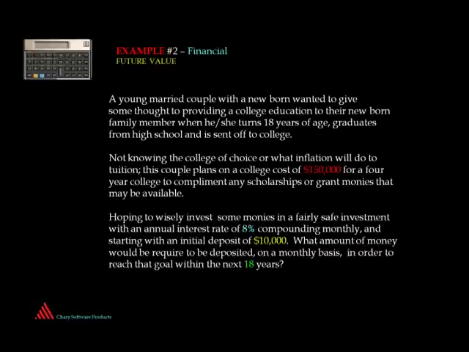or what inflation would do to the tuition, the couple plans on a college cost of $150,000 for a four-year college. This is to complement any scholarships or grant monies that may be available to their daughter or son. So, hoping to wisely invest some monies in a fairly safe investment with an annual interest rate of 8%, compounding monthly, and starting with an initial deposit of $10,000, what amount of money would be required to be deposited on a monthly basis in order for this family to reach their $150,000 goal in 18 years?